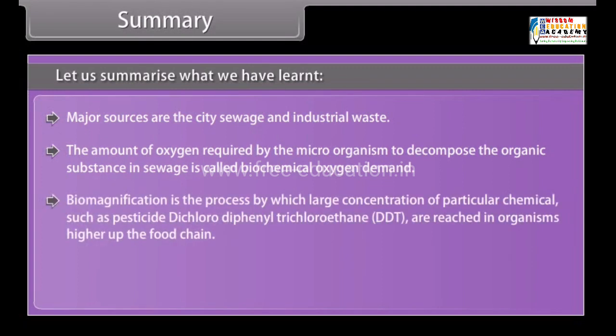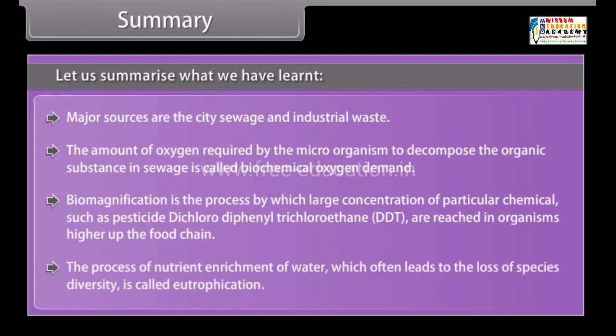Biomagnification is the process by which large concentrations of a particular chemical such as the pesticide dichloro-diphenyl trichloroethane, DDT, are reached in organisms higher up the food chain. The process of nutrient enrichment of water, which often leads to the loss of species diversity, is called eutrophication.